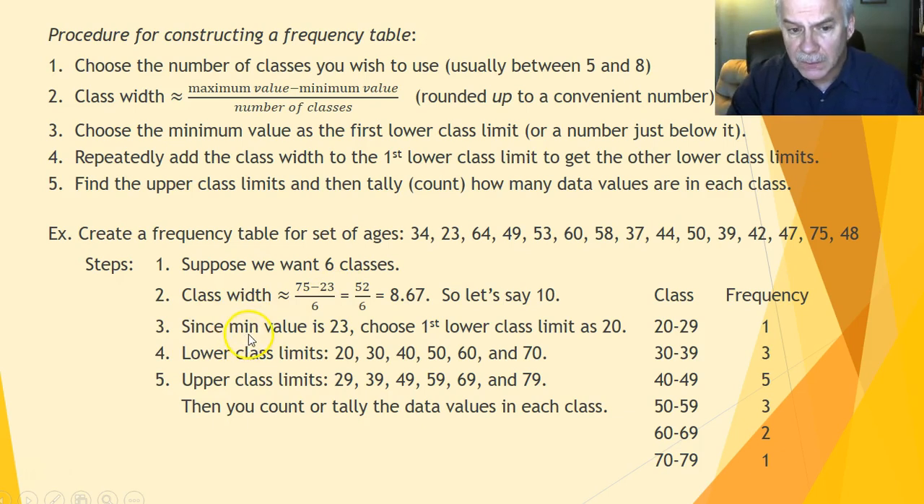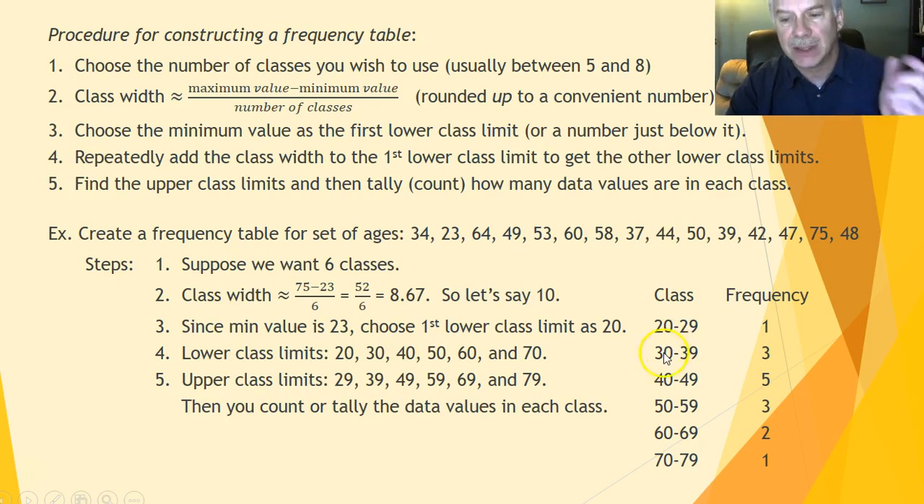Now, the minimum value is 23, so I could use a number just lower than 23. Let's say 20 as my first lower class limit. So you see that I have 20 here as my first lower class limit. And then the other lower class limits would be 30, 40, 50, 60, and 70. I just add the class width, 10, to the first lower class limit, 20.